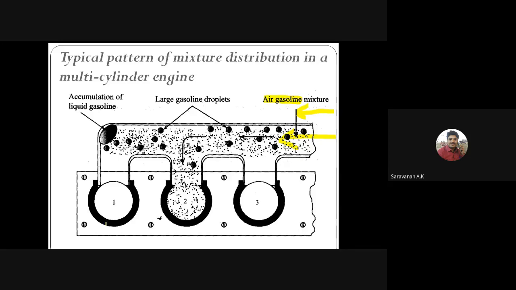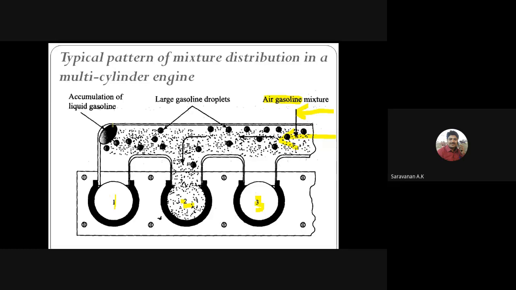Here we have cylinder 1, cylinder 2, and cylinder 3. Depending upon the firing order, the cylinders work: either the first cylinder works first, or the second, or the third, or the n number of cylinders. Here we have three cylinders, one, two, three. Which cylinder is working here? Now cylinder number 2 is working.